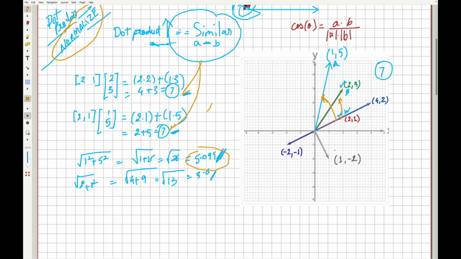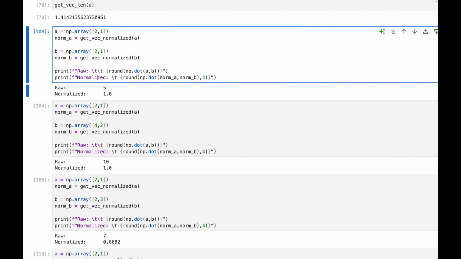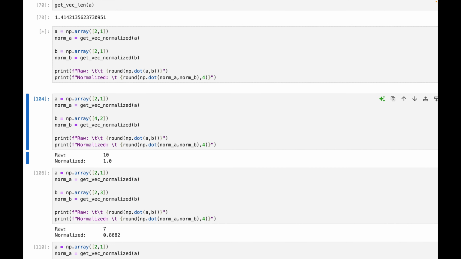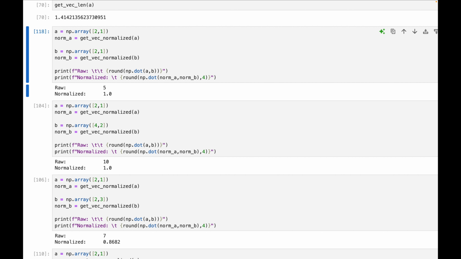So this normalized value would be 1 divided by 5.099. The y value would be 5 divided by 5.099, and same thing for this one. This would be 2 divided by 3.6, and this would be 3 divided by 3.6. And that's exactly what we are trying to do here: we take these values, get the normalized values, and we see that because it is the same vector we are trying to find the direction for using the dot product, the value is 1, which is good.